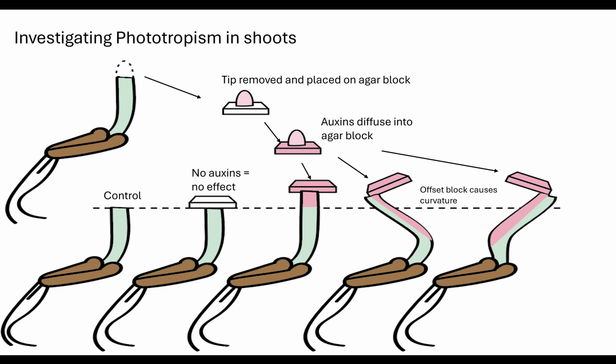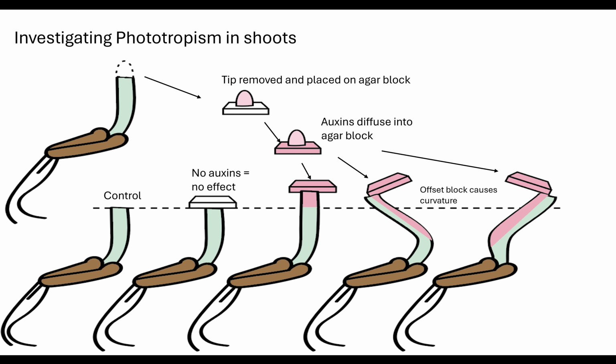And what we note is that the growth is upwards. So because the growth is continually upwards, that shows us that if the auxin diffuses both sides, it will result in this growth upwards towards the light.